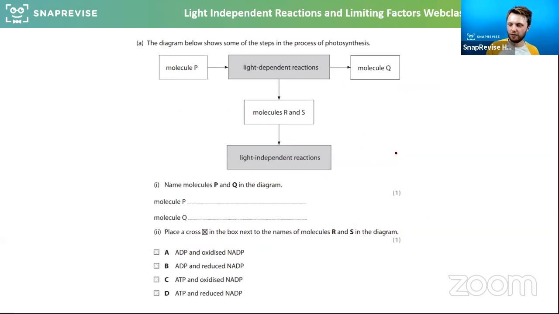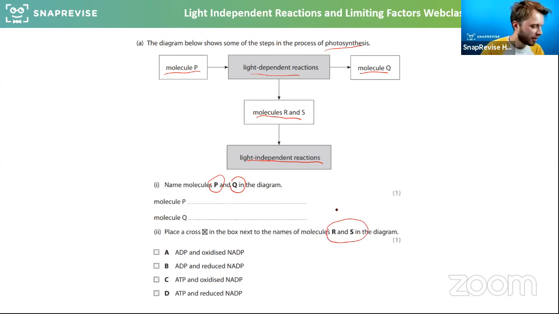Here is a question related to what we've just been talking about. Okay, it's not too hard. I'm going to give you a couple of seconds just to read it. Or maybe I'll read it out to you. Maybe that would be nice. So the diagram below shows some of the steps in the process of photosynthesis. Okay, so I've got molecule P. That gets turned via the light-dependent reactions into molecule Q. Molecule Q just goes off. Molecule R and S are also made. They feed into the light-independent reactions. Okay, name molecules P and Q, and then tell me what molecules R and S are.